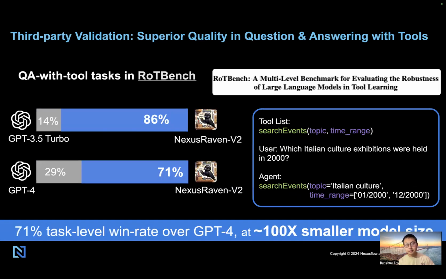We're also comparing our model's success rate with GPT-3.5 Turbo, and we found that there's a 71% task-level win rate over GPT-4 with a much smaller model size.